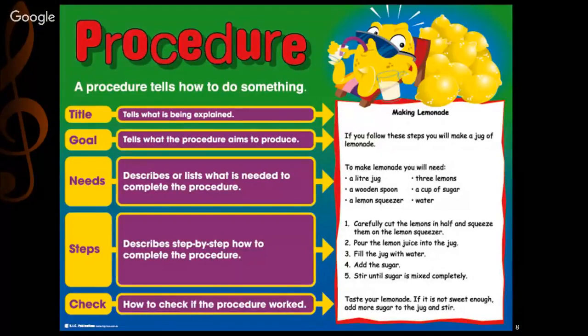To make lemonade, you will need a liter jug, a wooden spoon, a lemon squeezer, 3 lemons, a cup of sugar, water. Carefully cut the lemons in half and squeeze them on the lemon squeezer. Pour the lemon juice into the jug. Fill the jug with water. Add the sugar. Stir until sugar is mixed completely. Taste your lemonade. If it is not sweet enough, add more sugar to the jug and stir.